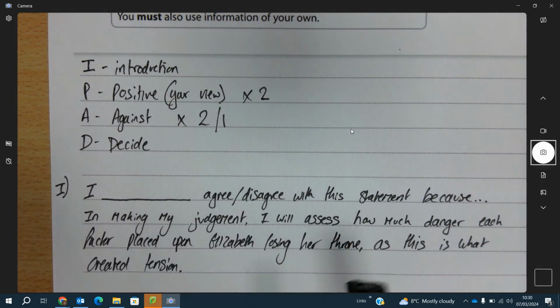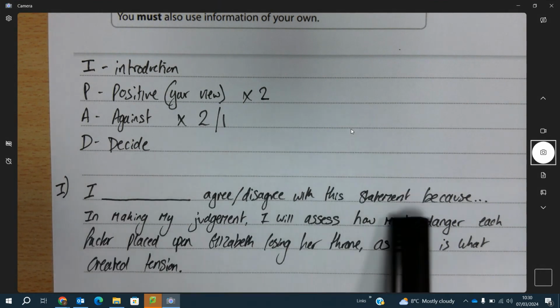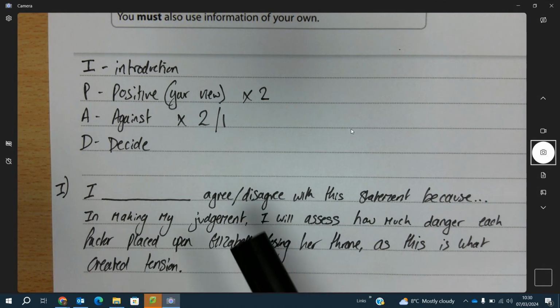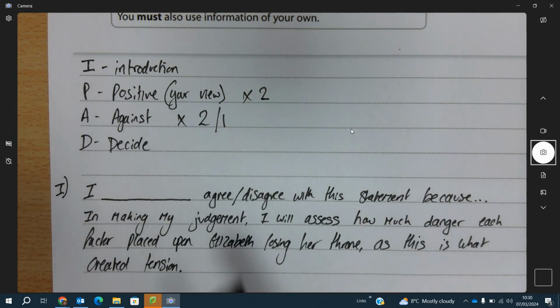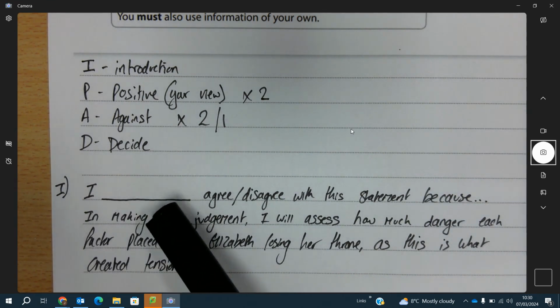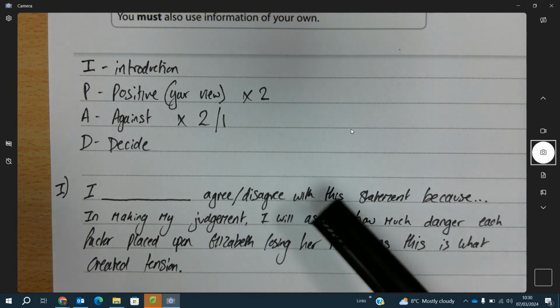So the first thing I'm going to do is say I agree or disagree with this statement because. Now, notice here I've left a blank. This is purposeful. I'm not just going to say I agree or disagree. As we said at the beginning, the question isn't do you agree or disagree. It's how far you agree. So I need to put a word in here that explains how far I agree.